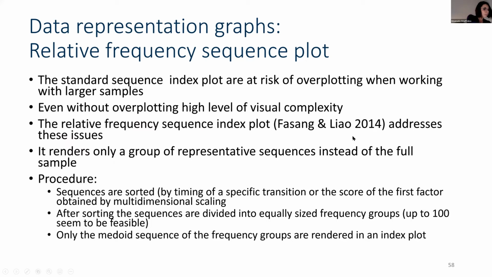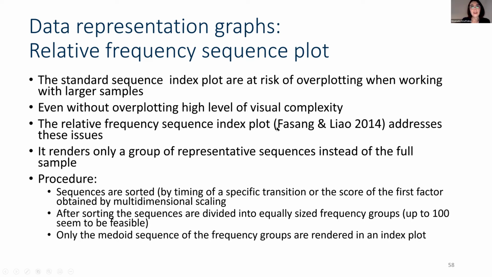One final graph I want to introduce before moving to the hands-on is the relative frequency sequence plot. So the standard sequence index plot presents a major risk, which is overplotting, especially when you have very large samples. So normally an index plot can stand okay with 200 sequences. When you have more than 200, R starts to overlap the initially displayed sequences with new sequences that need to be displayed. This is a disadvantage in the sense that we don't really know what we are looking at because some of the sequences are hidden behind others.